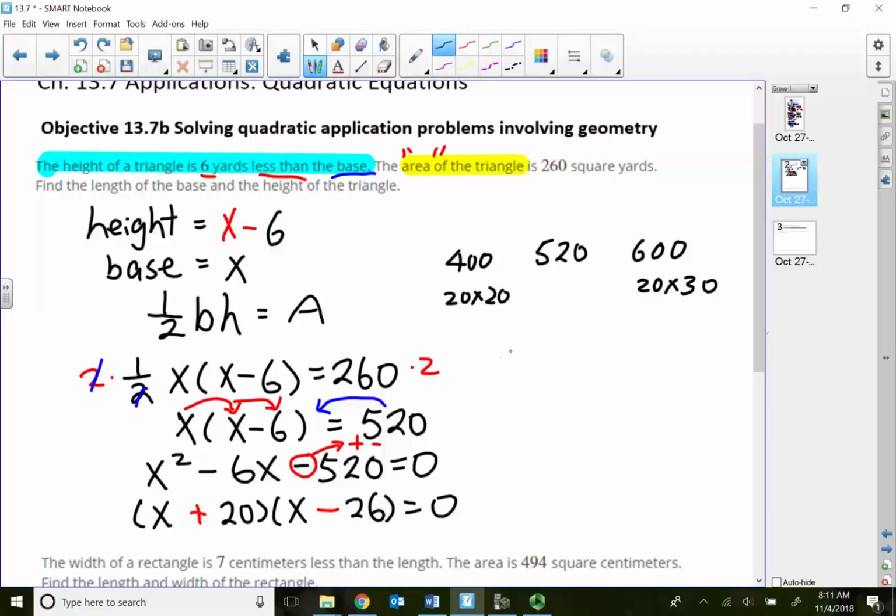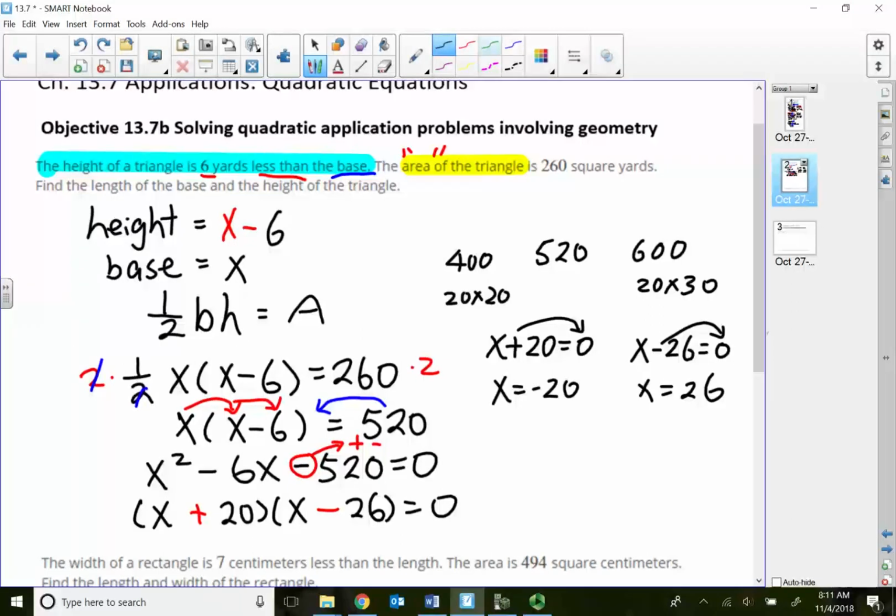Once I factor, we set each factor equal to 0. So move the 20 over. One of my answers is negative 20. The other answer will have to be 26. Since we're talking about the height and base of a triangle, I can never use a negative for the base. So my answer would just be 26 for the base, and the height is 20. All right, that's all we have to do.